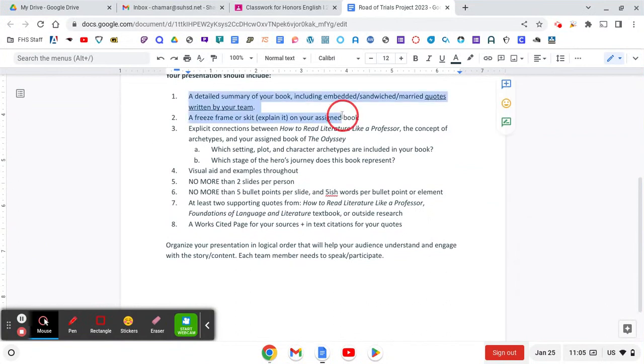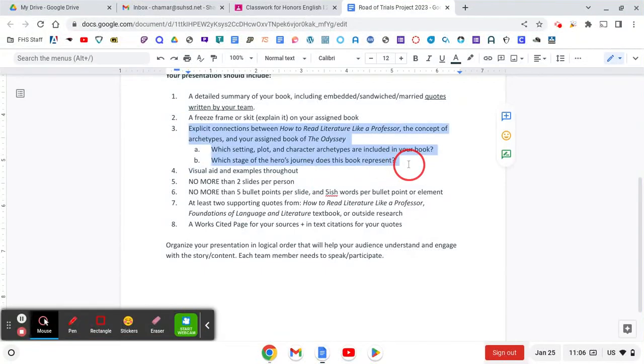These can be combined, so you can have somebody read the summary while the other 2 members of your team act it out briefly. You might choose to put up a couple of photos or background images on your slides while you do that. You need some explicit connections between how to read literature like a professor, the concept of archetypes, and your assigned book of the Odyssey.